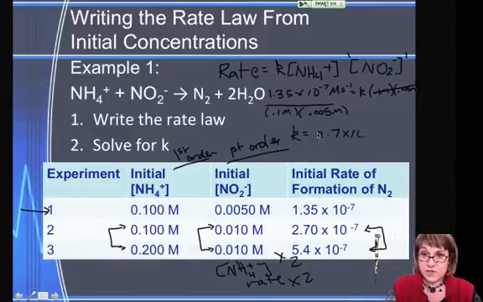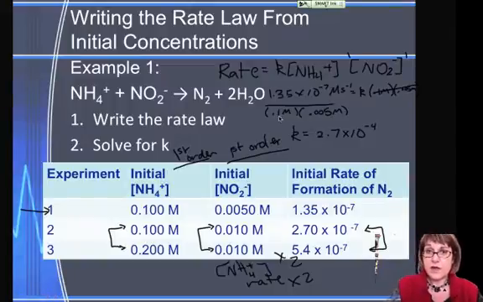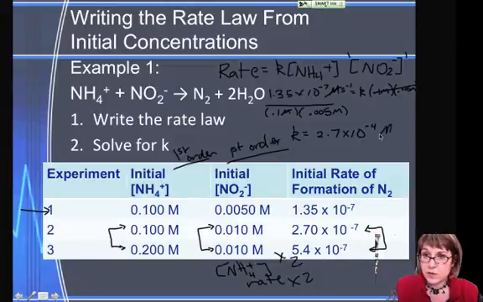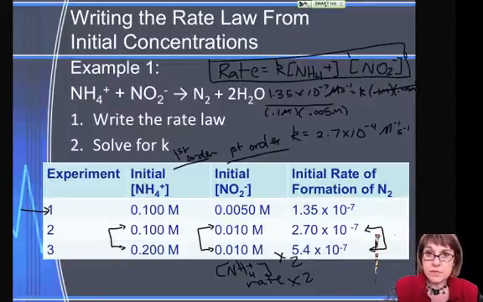2.7 times 10 to the minus 4, and let's check our units. The moles per liter cancels only one time, so I end up with units for k that are equal to 1 over molarity times 1 over second. That's pretty typical for a second order reaction. So now we've written the rate law, that's this one. And we solved for the value of k.